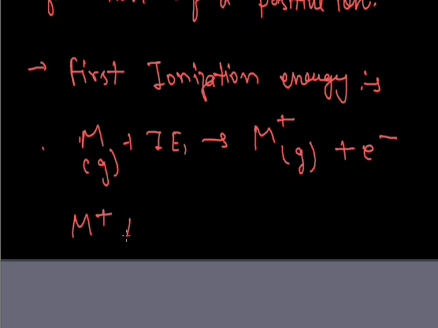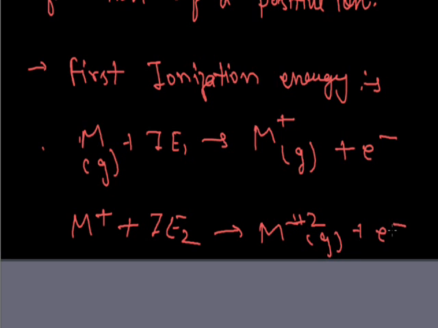Now the second one we write as I2, M+ to M2+. It is known as the second ionization energy because we are removing the electron from the singly charged positive ion. I3 is when we remove the electron from the doubly charged positive ion. The order of the successive ionization energies will be I3 is greater than I2, which is greater than I1.